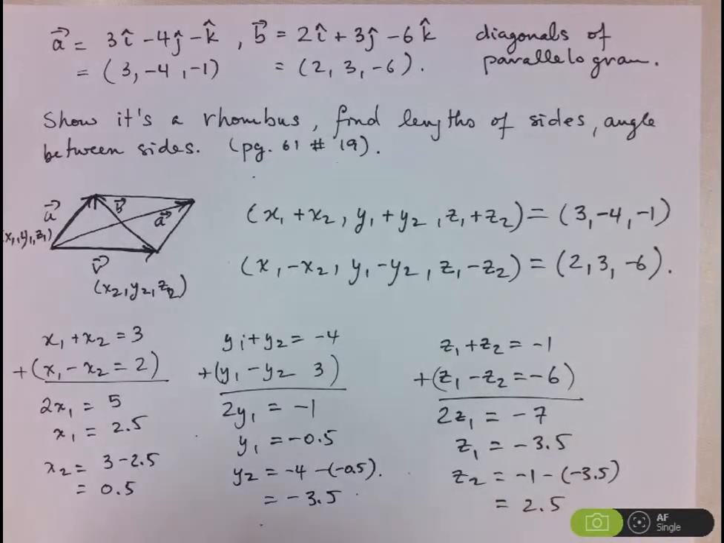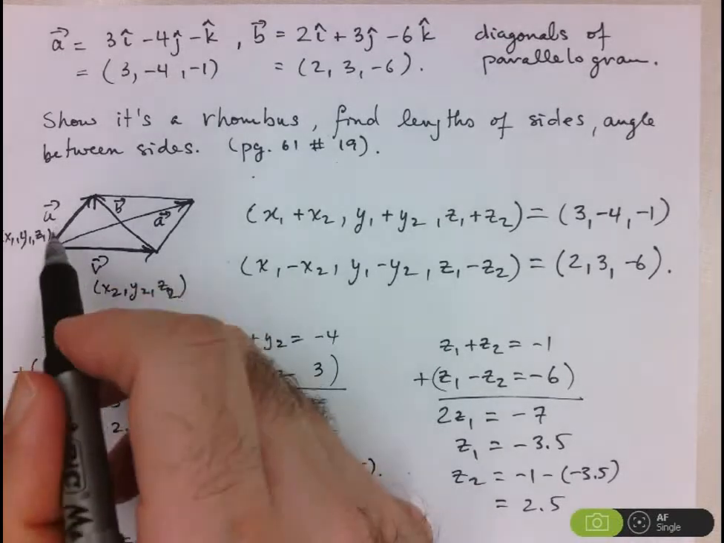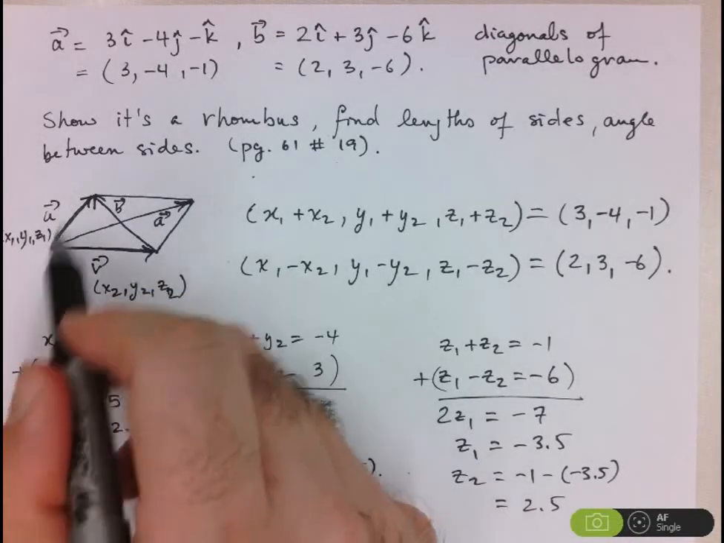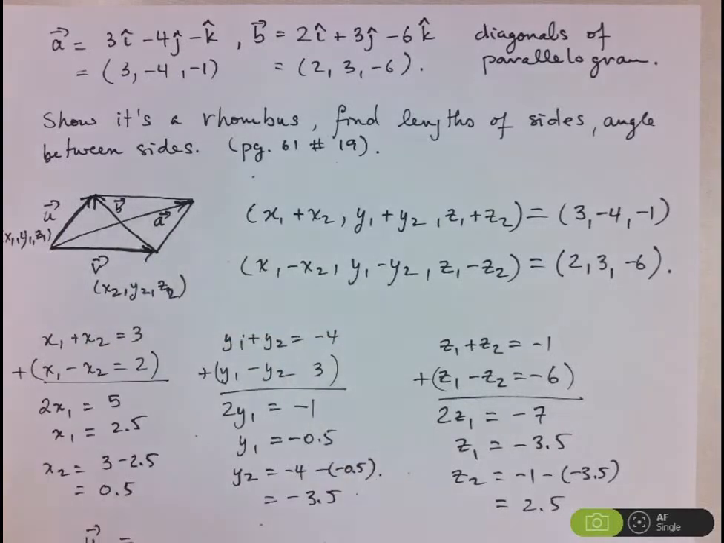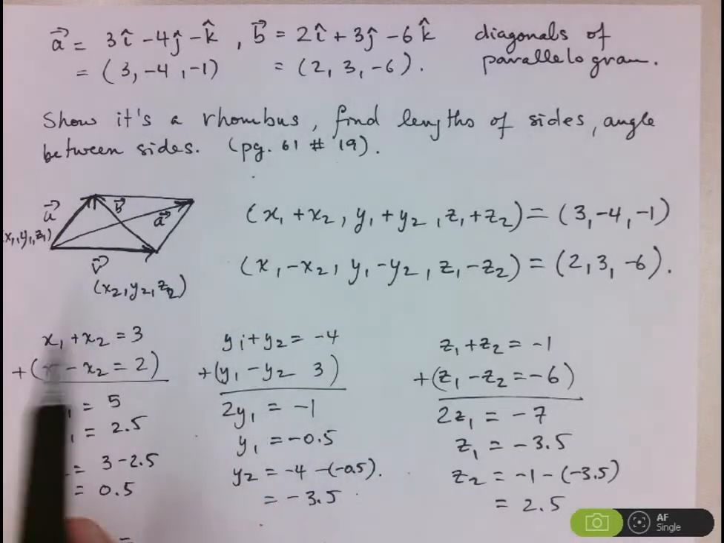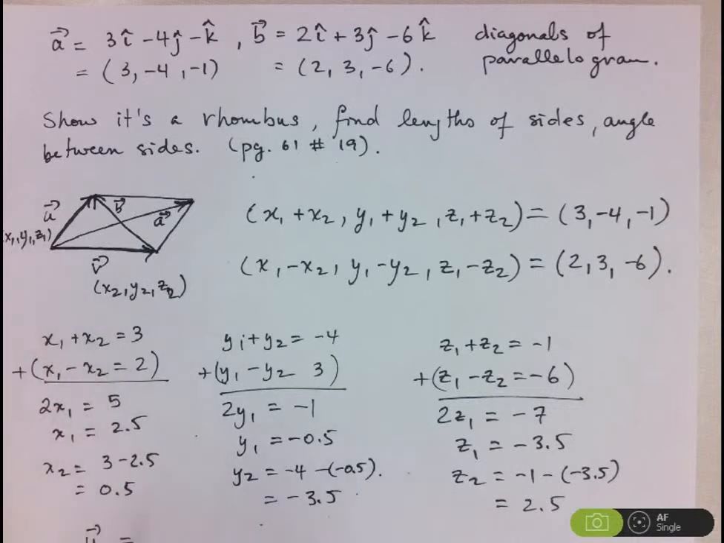Now I know my two vectors u and v, which I put together to create the parallelogram. u is going to be (x1, y1, z1). So x1 was 2.5, y1 was negative 0.5, and z1 was negative 3.5.